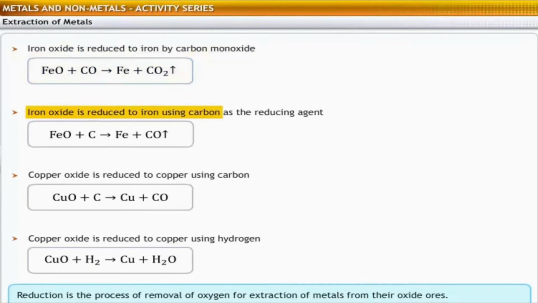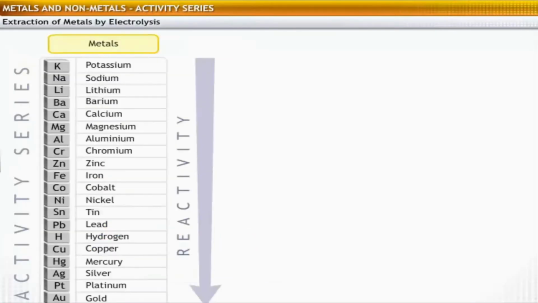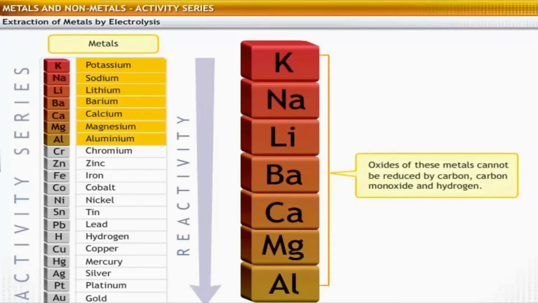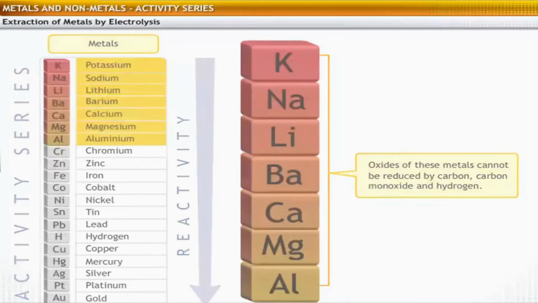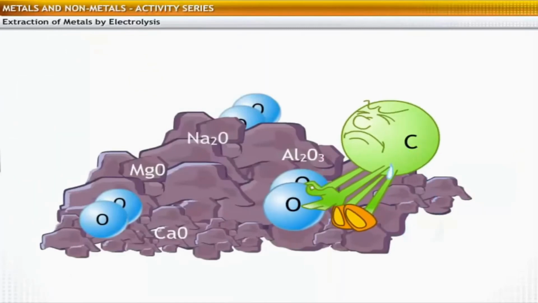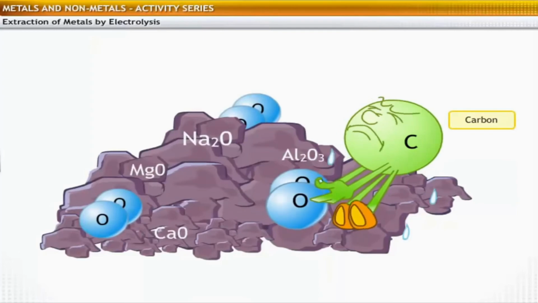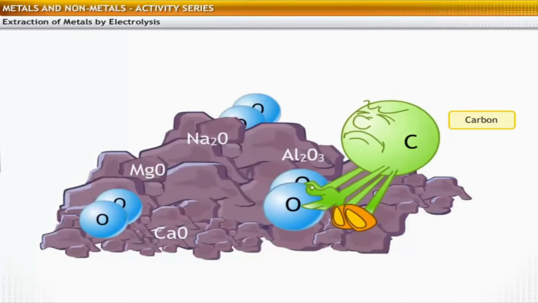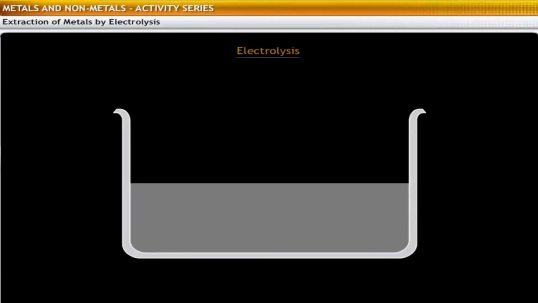Iron oxide is reduced to iron using carbon as the reducing agent. Similarly, copper oxide is reduced to copper using carbon. Copper oxide is reduced to copper using hydrogen. The metals high up in the activity series are very reactive. Hence, they cannot be obtained from their compounds by heating with common reducing agents like carbon, carbon monoxide, and hydrogen. For example, a reducing agent like carbon cannot reduce the oxides of metals like sodium, magnesium, calcium, and aluminium because they have more affinity for oxygen than carbon. Therefore, these metals are refined by another method known as electrolysis.